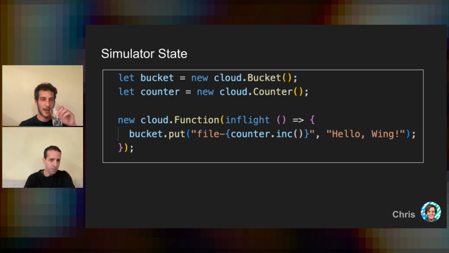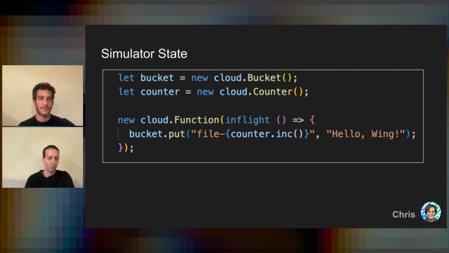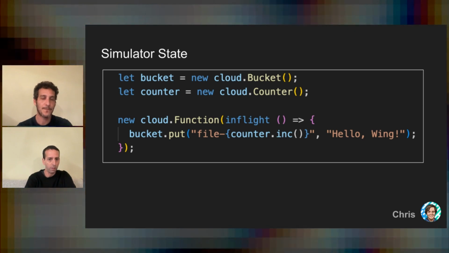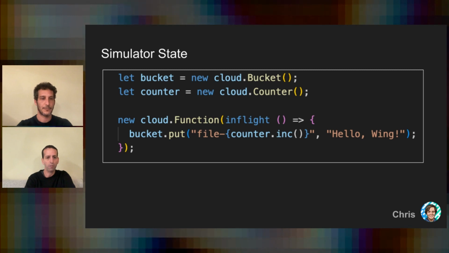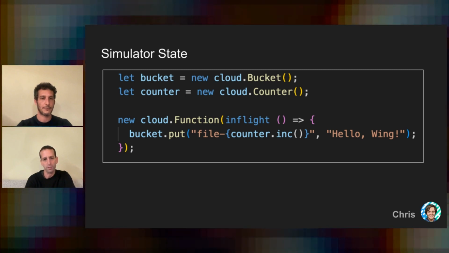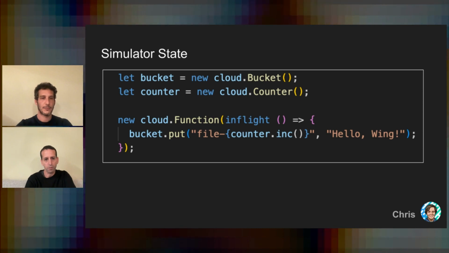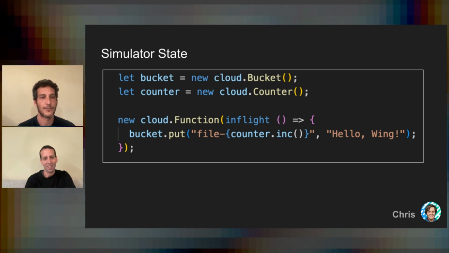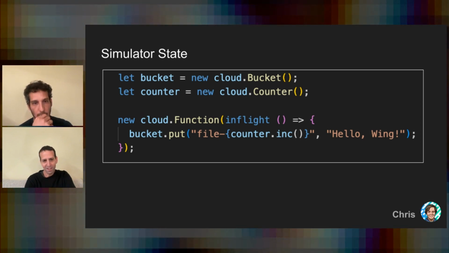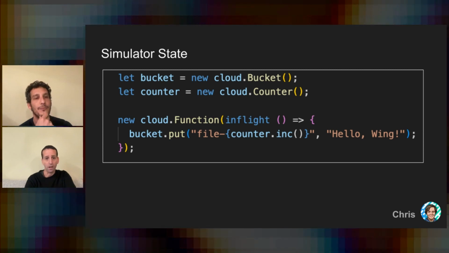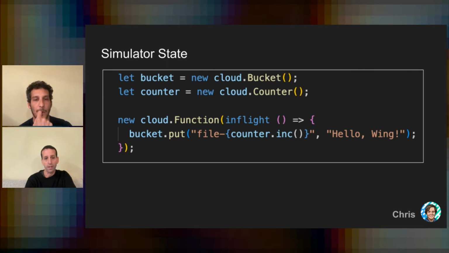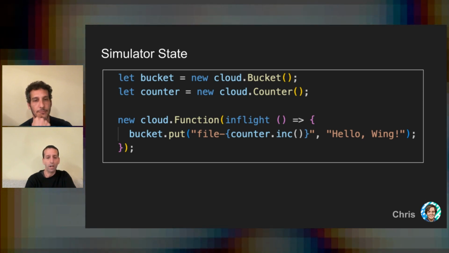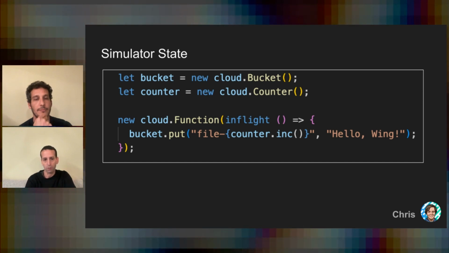Essentially, Chris, who is one of our beloved team members, contributed that part, and what he did here is keeping state for the simulator between different compilations. I think it's better explained through this example. It's a very simple example, very similar to our Hello Wing example. We have here a bucket, a counter, and a simple cloud function. When this function is invoked, it just adds another file, file-0, file-1, based on the counter value. Right.